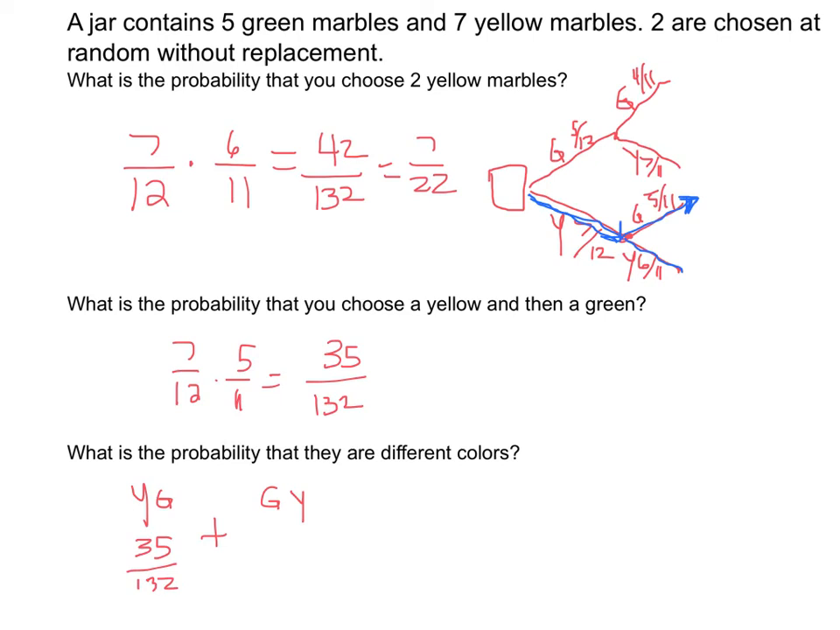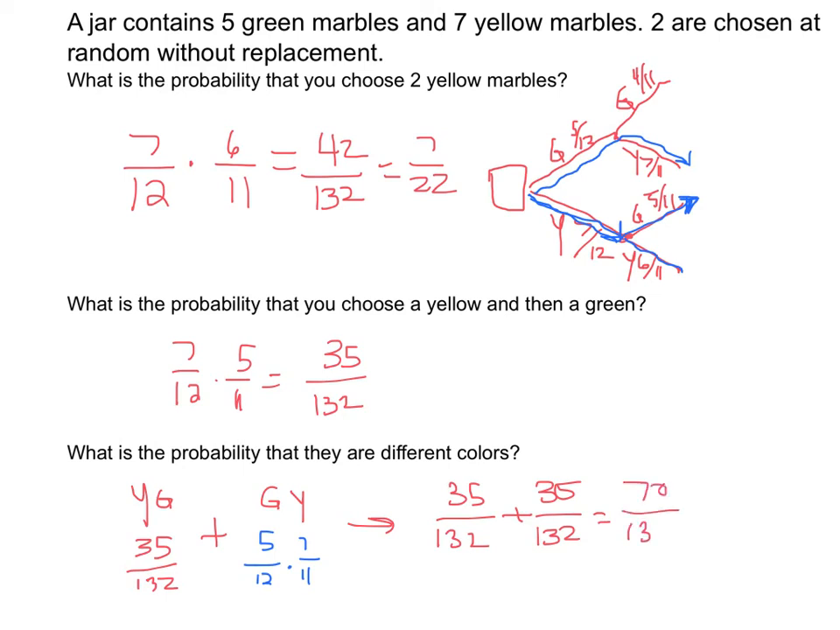But what is the probability that it is green and then yellow? We go back to our chart and go up green and then down yellow. That's 5 over 12 times 7 over 11. So let's see what we get. This gives us 35 over 132 plus 35 over 132, which is 70 over 132, which simplifies to 35 over 66, and that is our final answer.